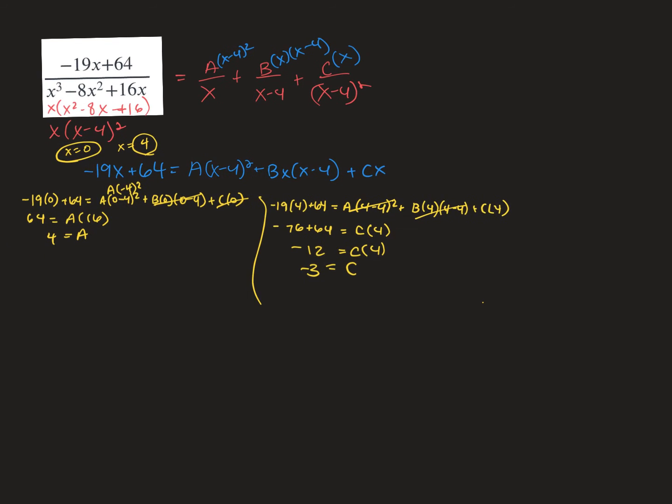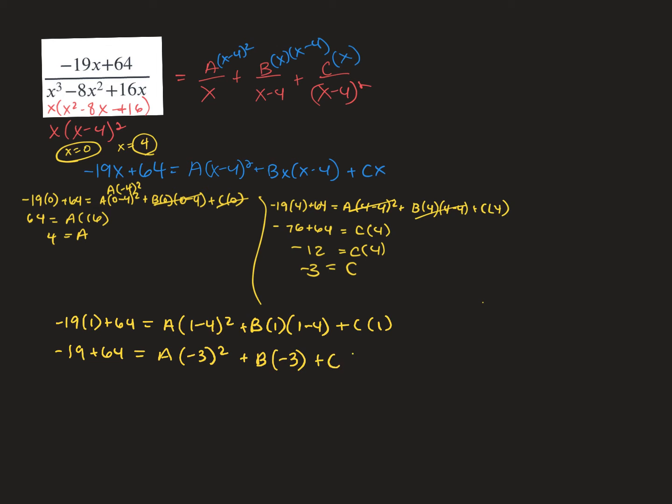Let's plug in 1. And I get negative 19 times 1 plus 64 equals A times 1 minus 4 squared, plus B times 1 minus 4, plus C times 1. And I get negative 19 plus 64 equals A times negative 3 squared, plus B times negative 3 plus C. And I get, what is this, 45, right? And A times 9 plus B times negative 3 plus C. Now I already know what my A and my C are. I just don't know my B. So now I take these.